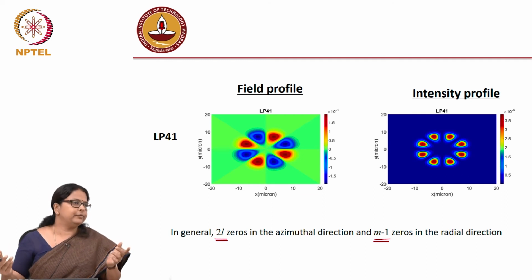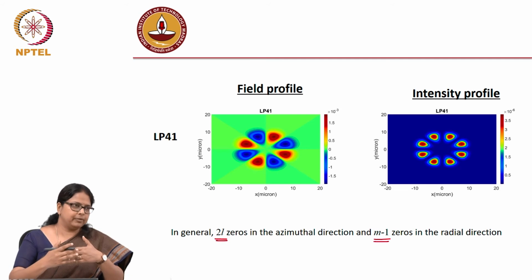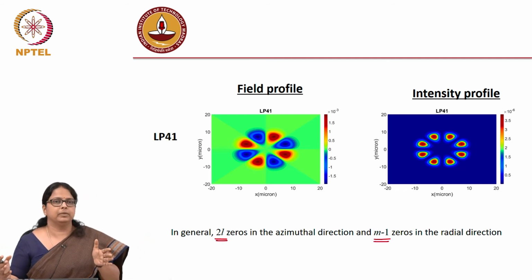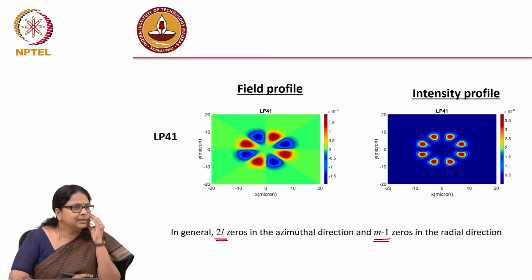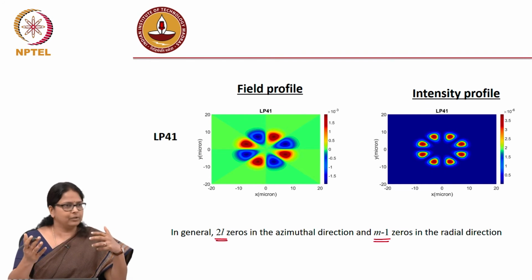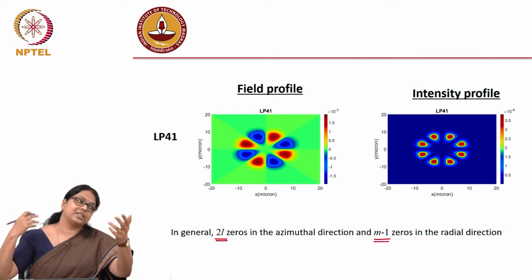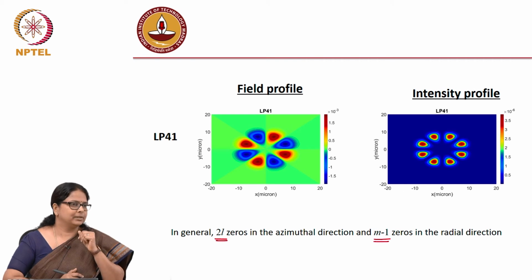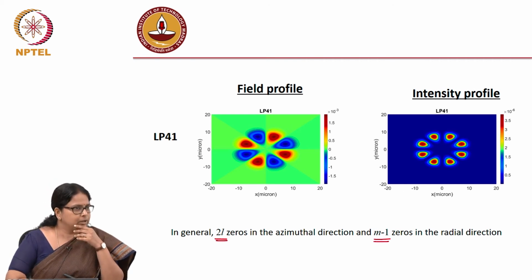But of course, one thing you have to understand is that you can get this field profile in an experiment only if you launch that specific mode. Otherwise, what is the profile you will get? If I launch all the modes together, I will get a superposition of all these, a mixture of all this. And then from that, I should be able to extract what is the ratio or what is the proportion of each mode.